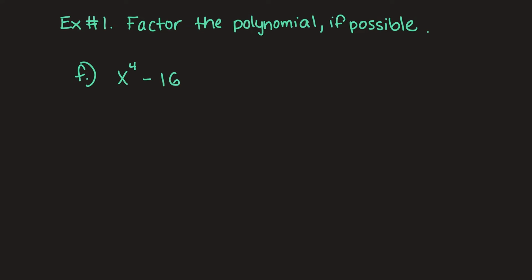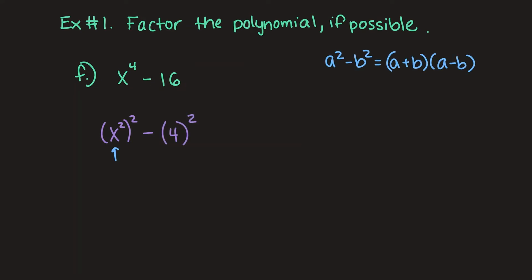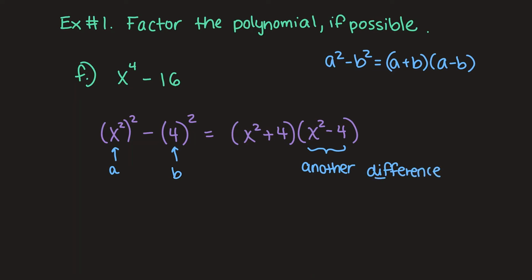And for this example, this will also be a difference of two squares. The first term is a square since it can be written as (x squared) squared. And the second term is also a square because it can be written as 4 squared. Using our formula, a is x squared and b is 4. We get (x squared + 4)(x squared - 4). But this time notice how we have another difference of squares as one of our factors. Therefore, this is not fully factored.